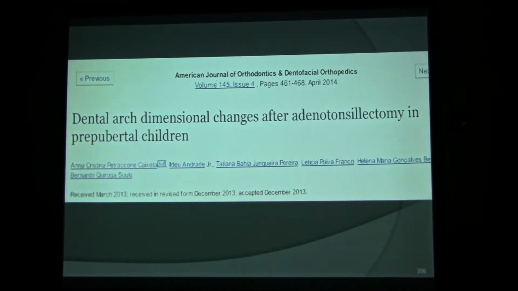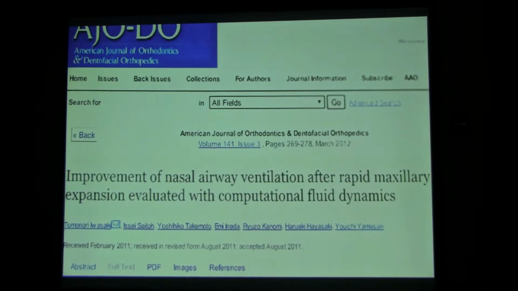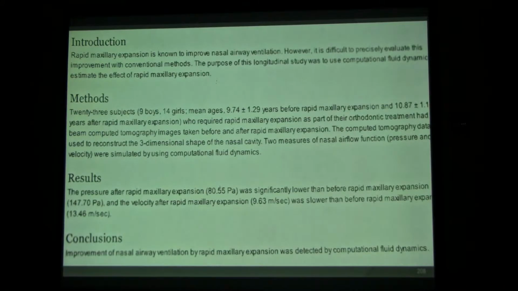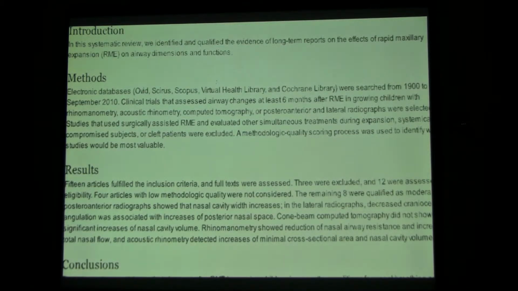And here you can see some of the references to it. Dental arch dimension changes after adenoidectomy in children. Improvement of nasal ventilation after rapid maxillary expansion. They were evaluated with computational fluid dynamics, rapid palatal expansion, and does rapid palatal expansion have long-term effects on the airway dimension and breathing? And we know the answer today.